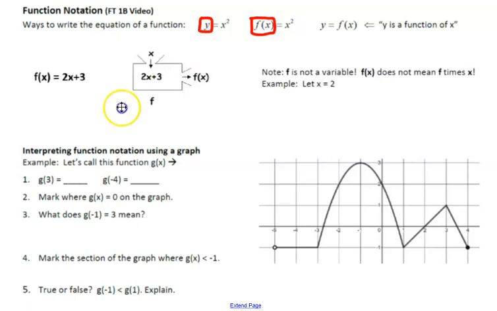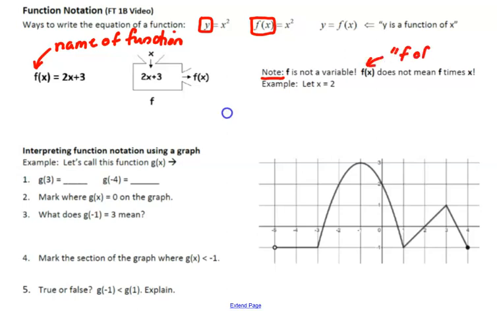So let's look at another function. f of x equals 2x plus 3. Let's break this down a little. f is not a variable, it's the name of the function. And I have a little note over to the side here. Note, f is not a variable. And we read this f of x. f of x does not mean f times x.